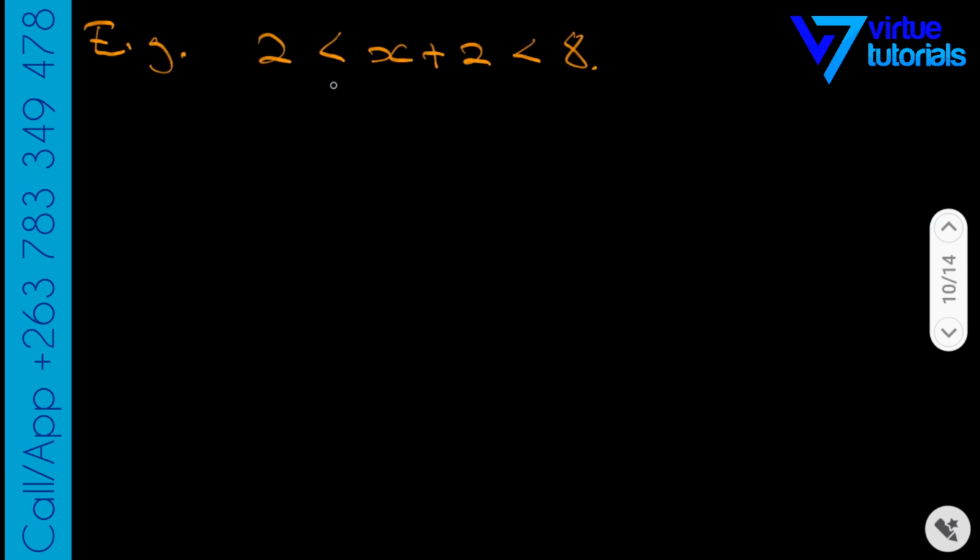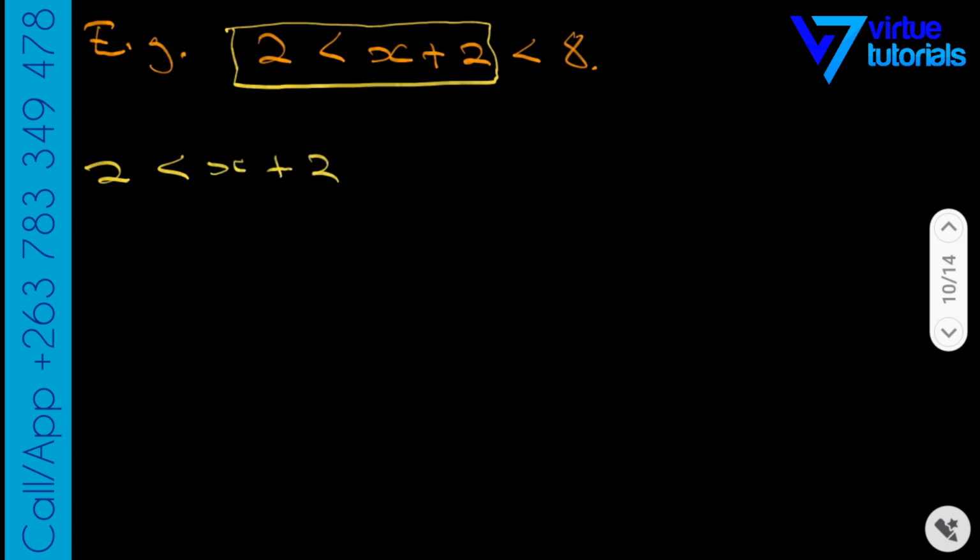Okay, so now we've got another inequality here. 2 is less than x plus 2, which is less than 8. Now, what do you do with something like this? Whenever you have something like this, you need to split it into two inequalities, right? So you take the first part here. 2 is less than x plus 2. Make sure you include everything in the middle there. So 2 is less than x plus 2. That's one part of it, right?